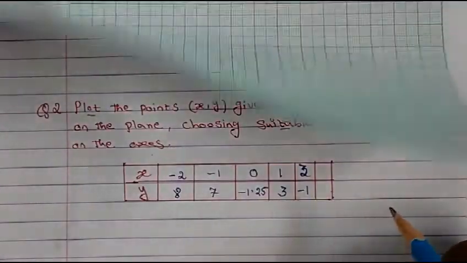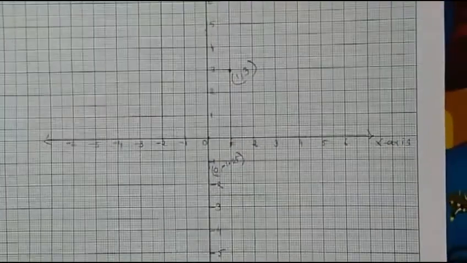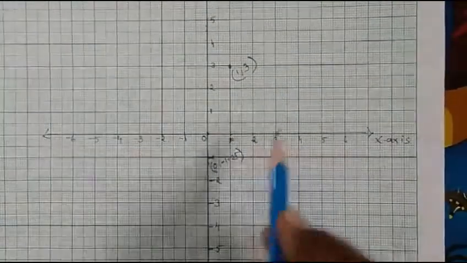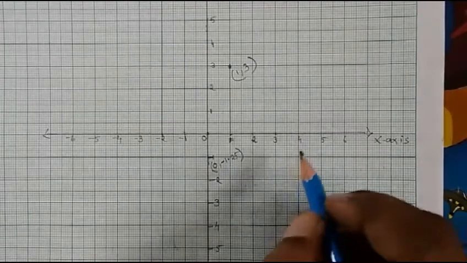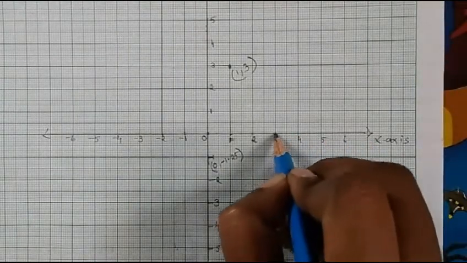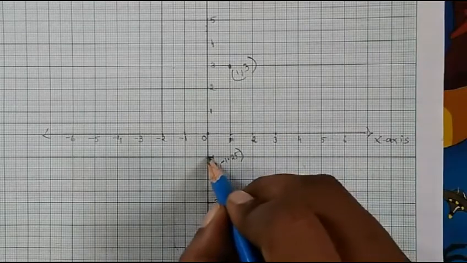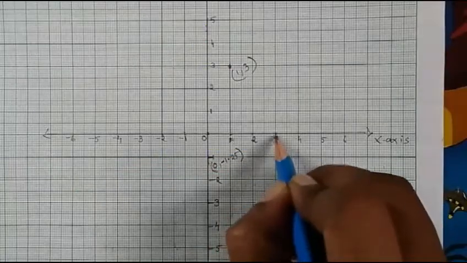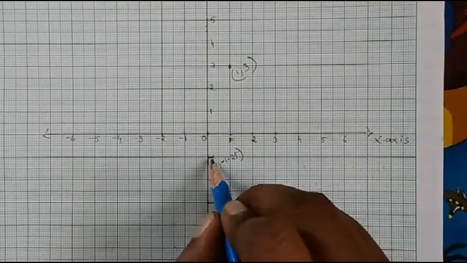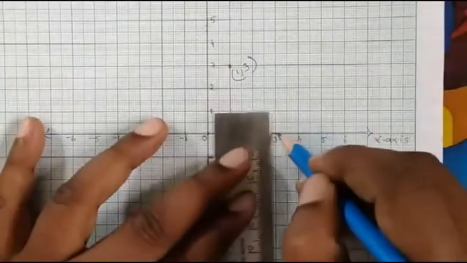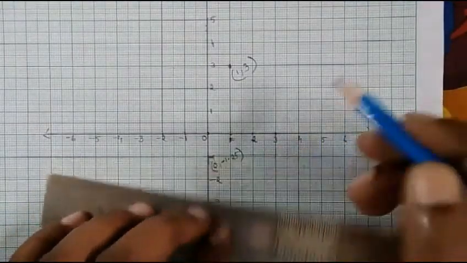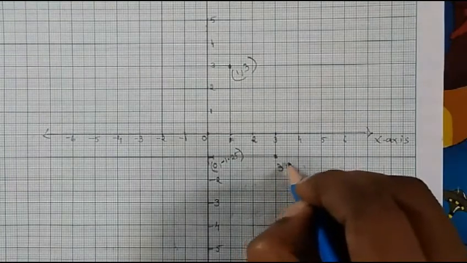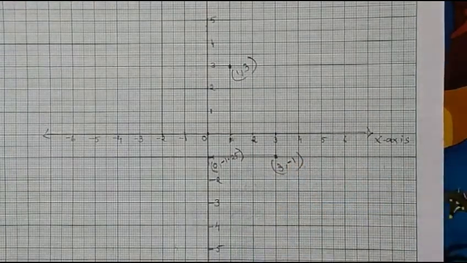So now next point is 3, minus 1. So 3 is here. On x, 3 is here, and for y minus 1. Okay. So x, 3 is here, for y minus 1. Y minus 1 is here. So both have to meet at this point. So 3 will come from this direction, minus 1 will come from this direction. So 3 and minus 1. So this will meet at this point, 3, minus 1.